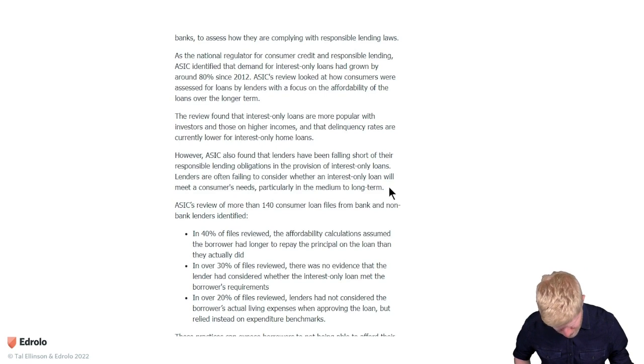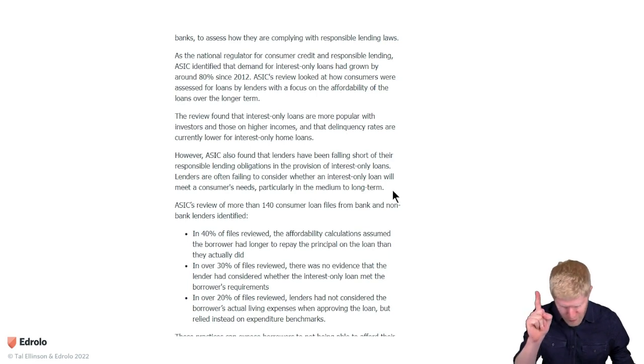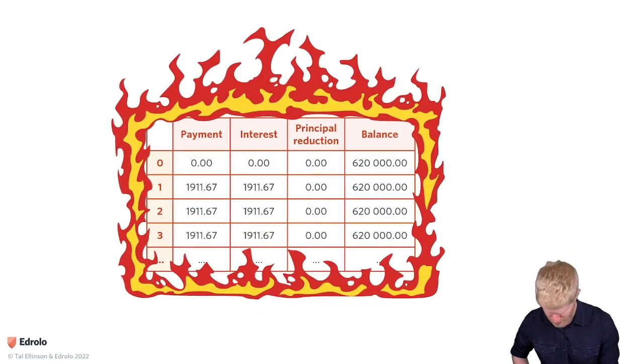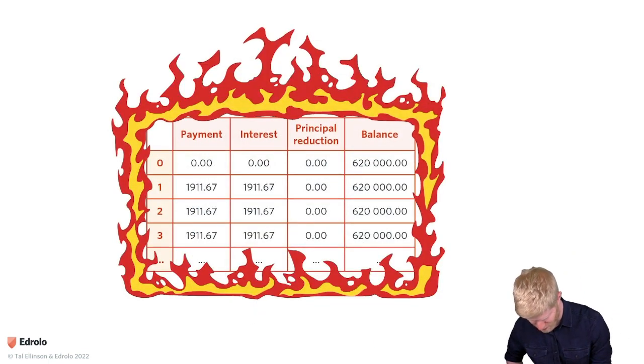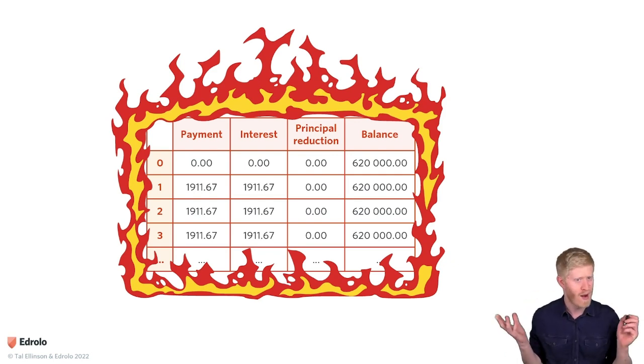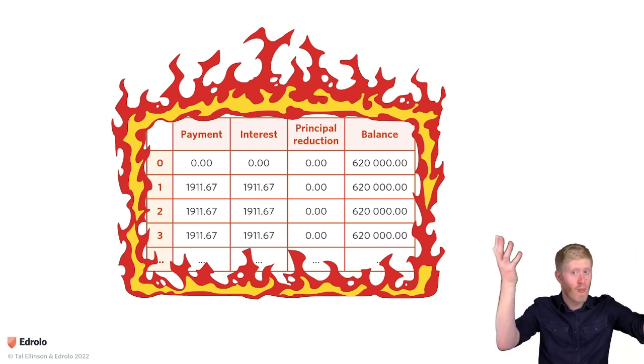ASIC found that lenders have been falling short of their responsible lending obligations in the provision of interest-only loans. Lenders are often failing to consider whether an interest-only loan will meet a consumer's needs, particularly in the medium to long term. So it's important that we understand interest-only loans and their risk. And basically, well, I'm not going to give any financial advice, but I personally would avoid them. Let's understand what they are and how they work, just so we can understand how they operate in the world.